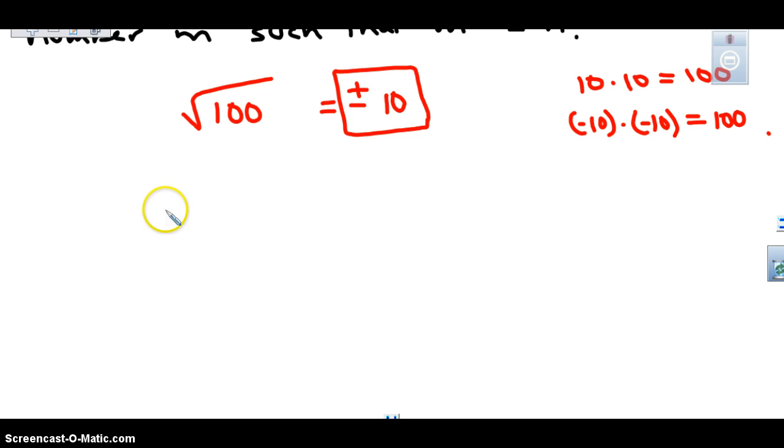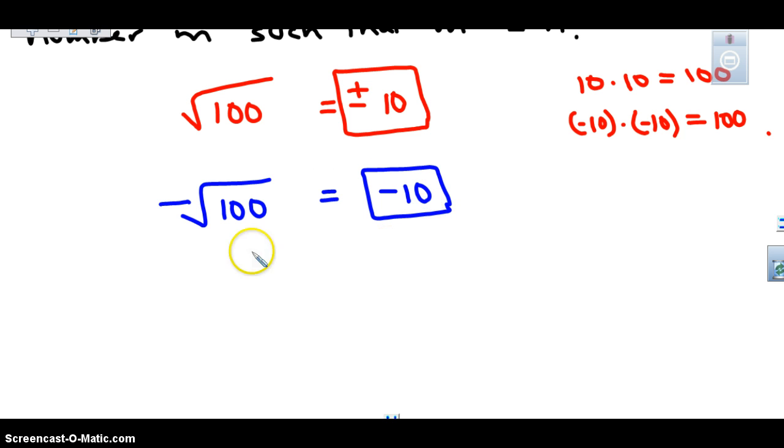If we need to find the negative square root of 100, then this is equal to negative 10. This is equal to negative 10 because the square root of 100 is 10 times the negative. Whatever is outside of the radical sign is what you're multiplying times the square root. That's why the answer to the negative square root of 100 is negative 10.